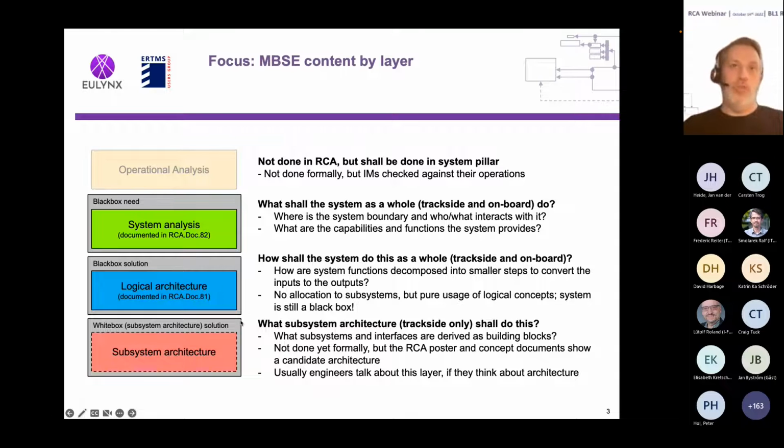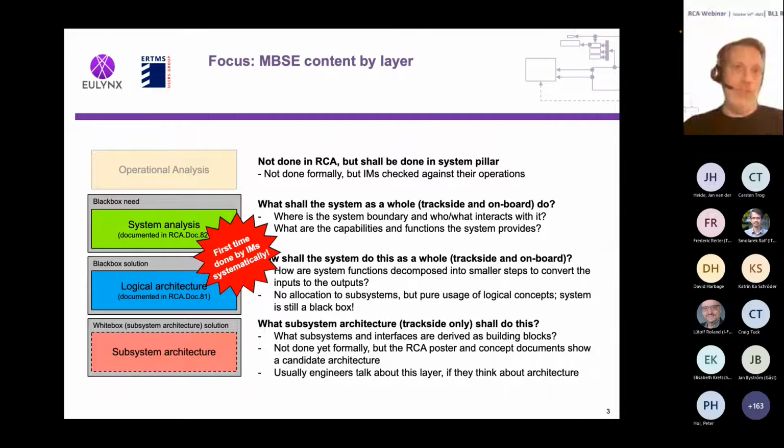And then what should have been done, but we didn't do time-wise, was to provide a real subsystem architecture. This real subsystem architecture then is a technical solution that fulfills the logical architecture. And you can think of many subsystem architectures, but the RCA subsystem architecture would be the RCA answer to this logical architecture.